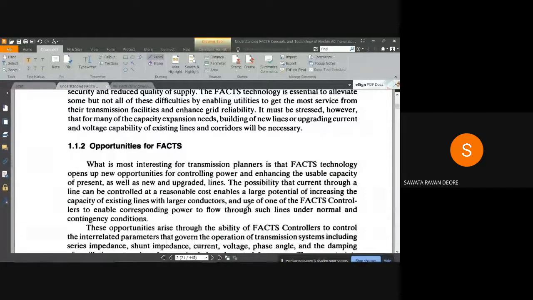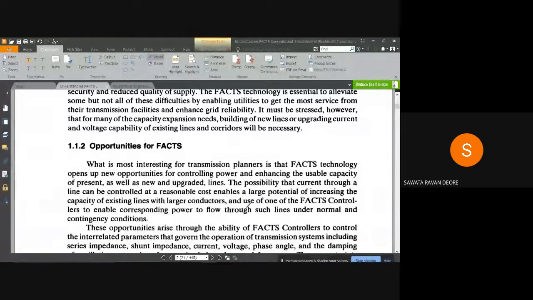And obviously, these are nothing but the performance of a transmission line. Like carrying more current means it will carry more power. Maintaining the voltage within the acceptable limit. Power loss should be minimum so that it is efficient.